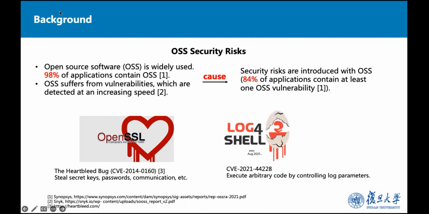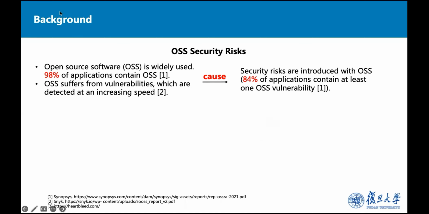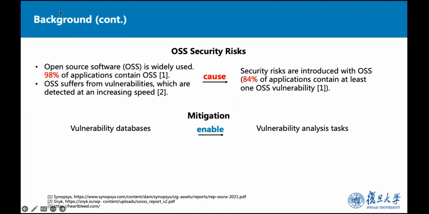Log4Shell is another serious vulnerability. This vulnerability was disclosed just last year, and it allows attackers to execute arbitrary code and commands by controlling log parameters. A lot of effort has been made to mitigate these security risks. Vulnerability databases play an important role in enabling various vulnerability analysis tasks.